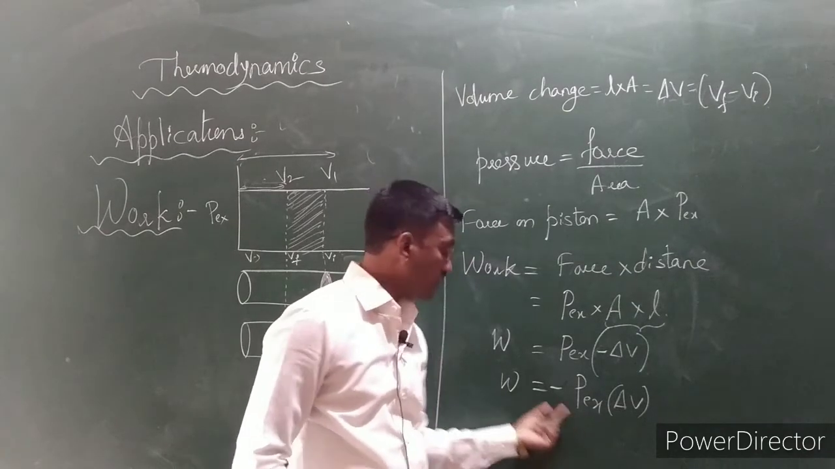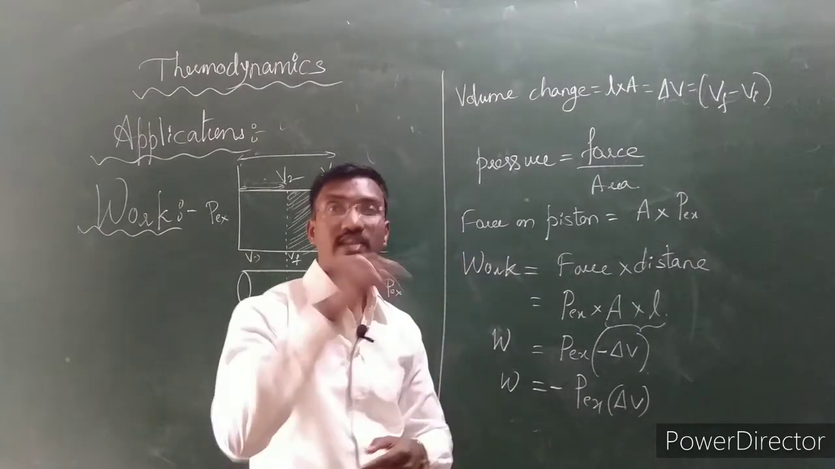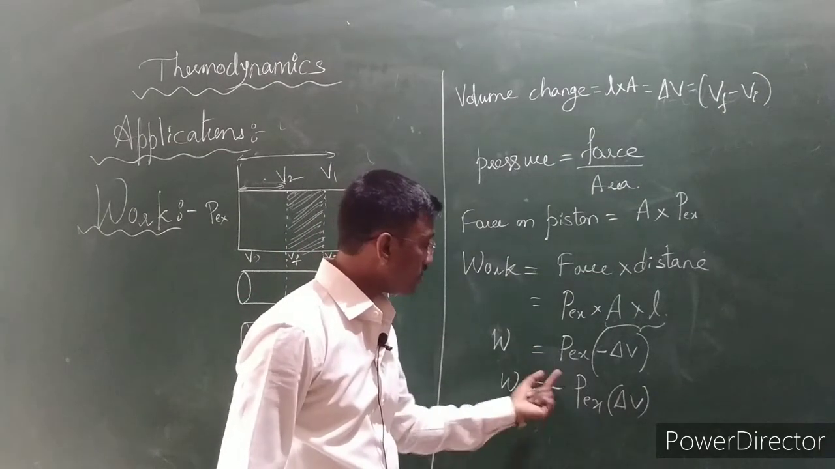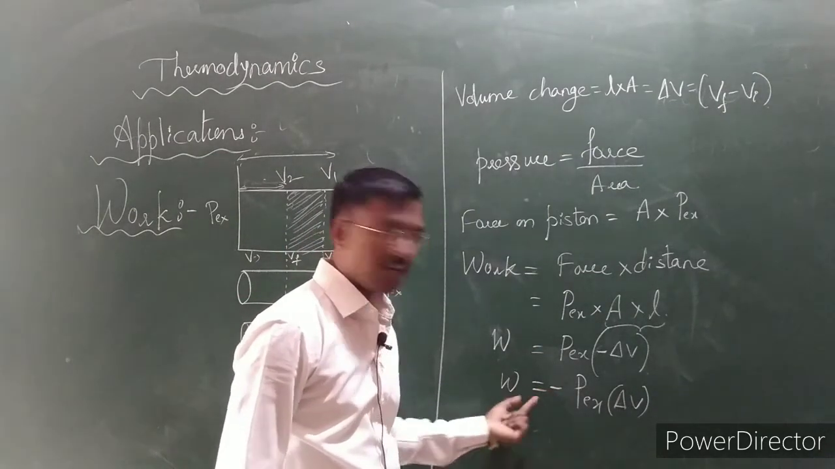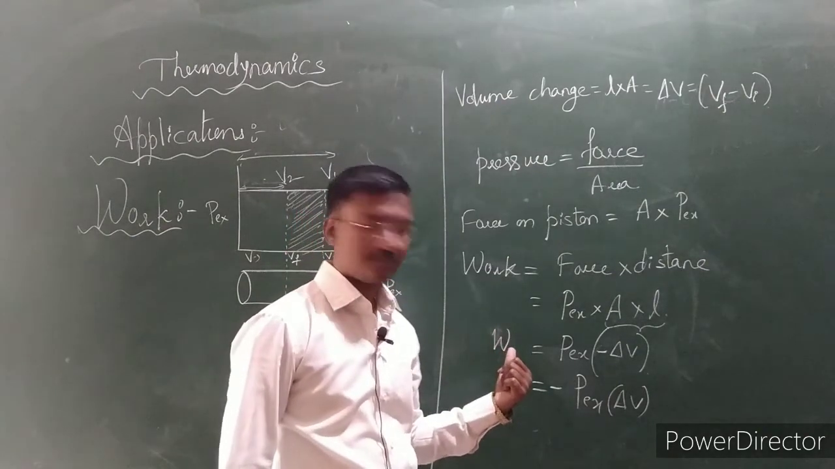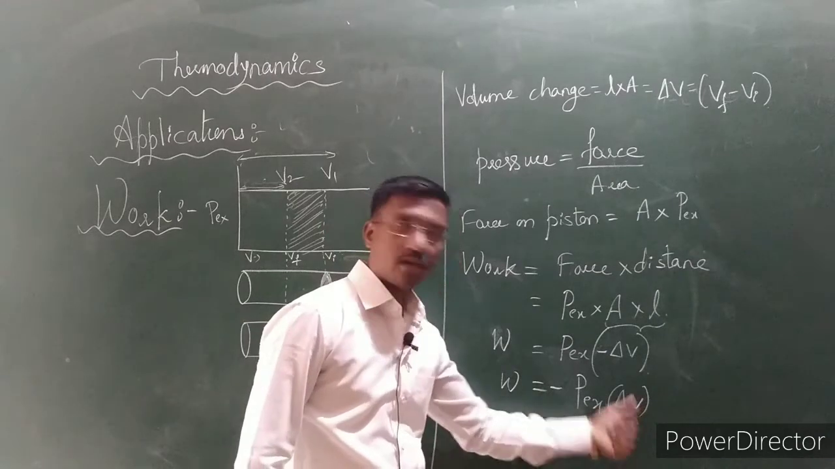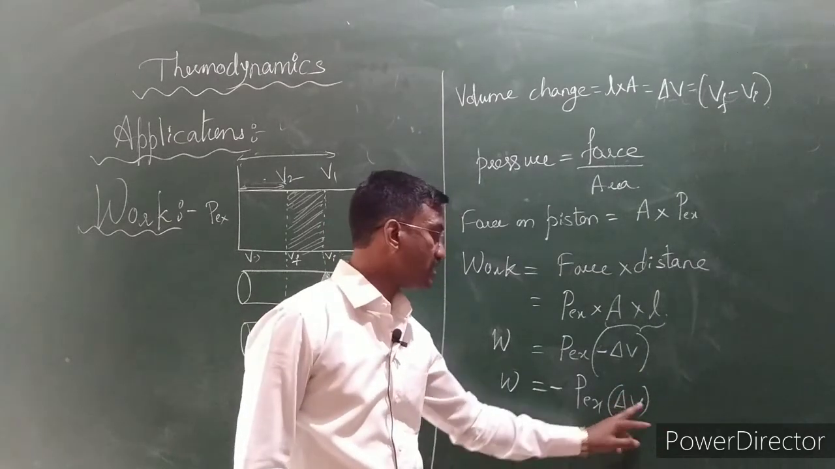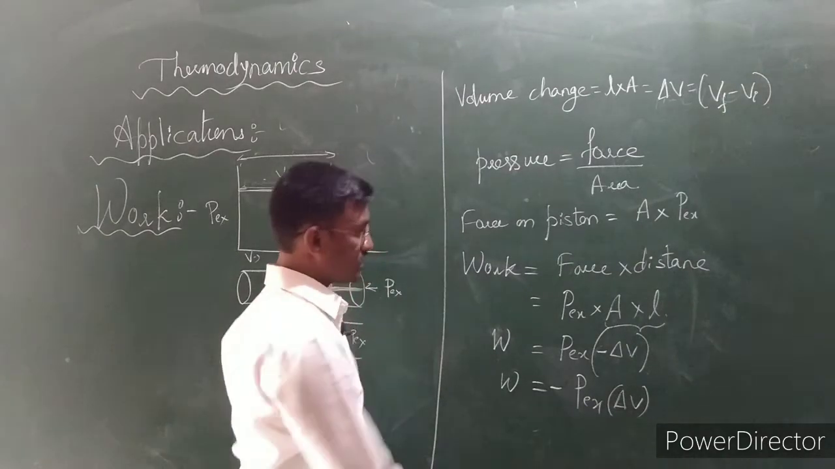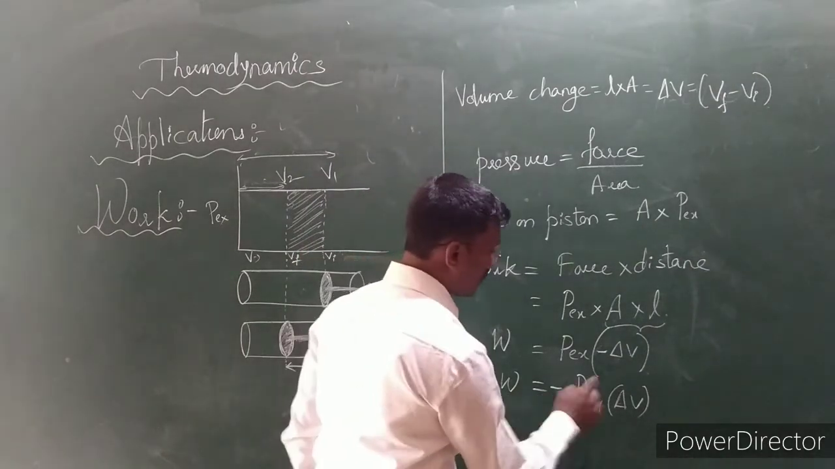Are you getting my point? The negative term, why have we taken it inbuilt? Just as a precaution, to say that W we need positive, because work is done on the system here. So delta V we are going to get as negative only. For that reason, minus into minus becomes plus. Therefore, how much is the pressure applied?